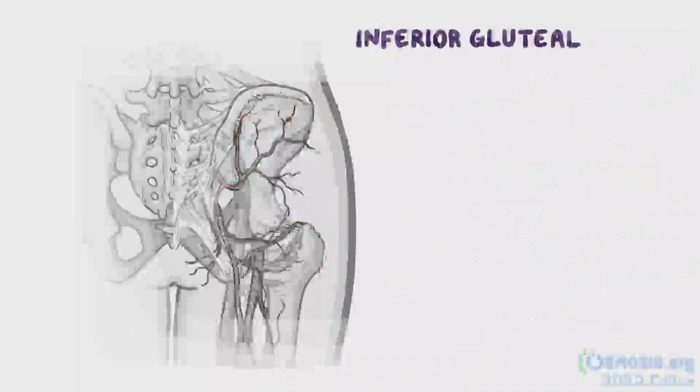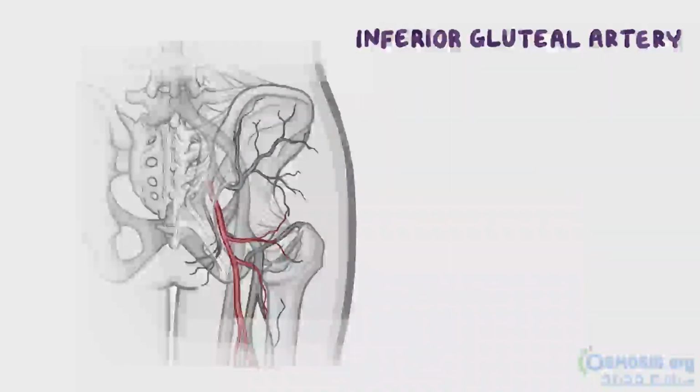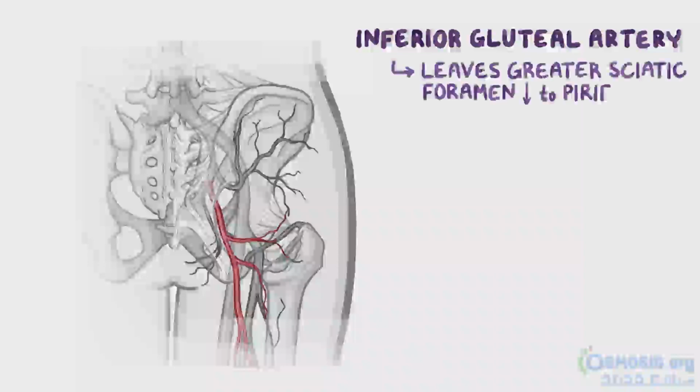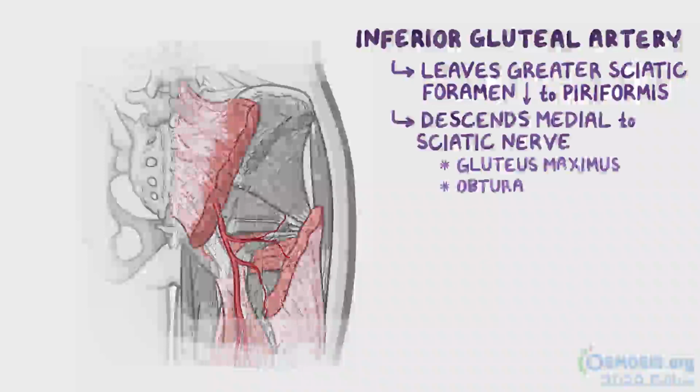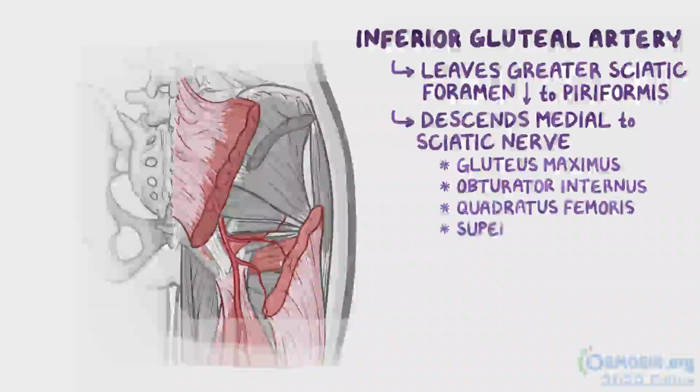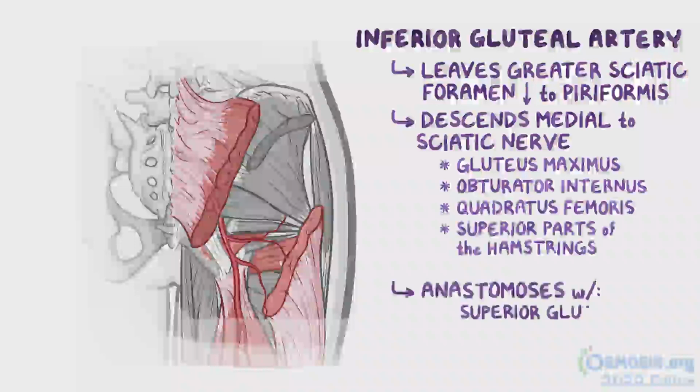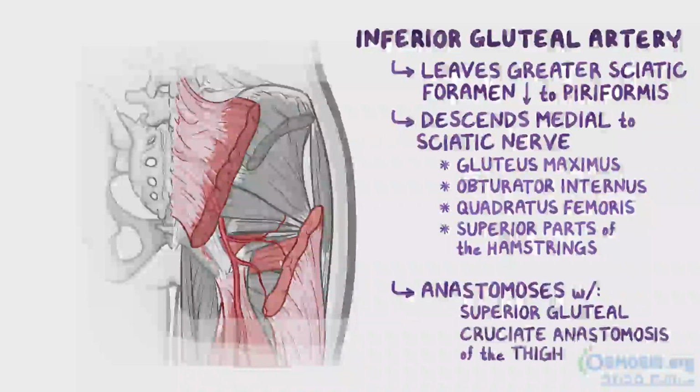Second, the inferior gluteal artery passes posteriorly through the parietal pelvic fascia between the S1 and S2 nerves. It then leaves the pelvis through the greater sciatic foramen, inferior to the piriformis, only to enter the gluteal region deep to the gluteus maximus, and to descend medial to the sciatic nerve. In the gluteal region, the inferior gluteal artery supplies the gluteus maximus, obturator internus, quadratus femoris, and superior parts of the hamstrings. It also anastomoses with its sister, the superior gluteal artery, and it sometimes participates in the cruciate anastomosis of the thigh.